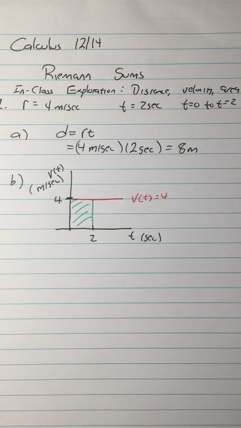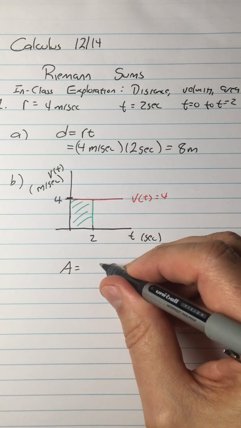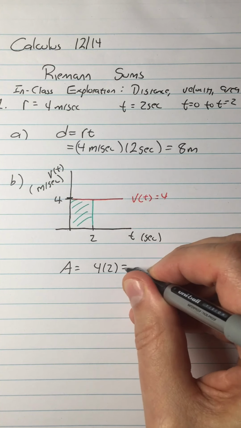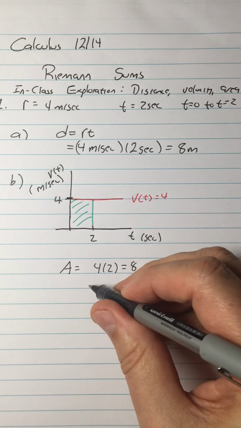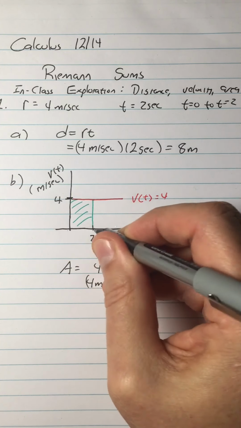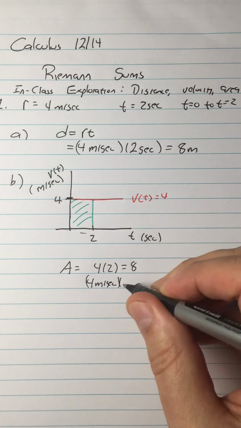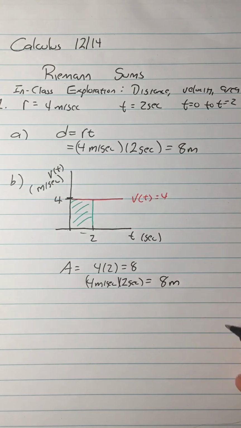All right, so then it says, what is that area? What is the area of the region? Well, area equals 4 times 2, which is 8, all right? But consider that the velocity is in meters per second, so this is still 4 meters per second times time, and this axis is in seconds. So we can include the units and still end up with 8 meters, all right?